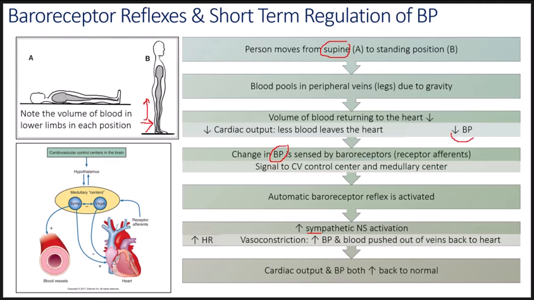This is why sometimes, and you may have experienced this yourself, if you're lying down on your back and then you get up really, really quickly, and you feel a little bit lightheaded, the reason for that is because you haven't really given your normal homeostatic mechanisms a chance to kick in because you moved so quickly.